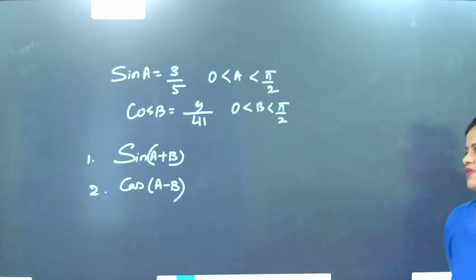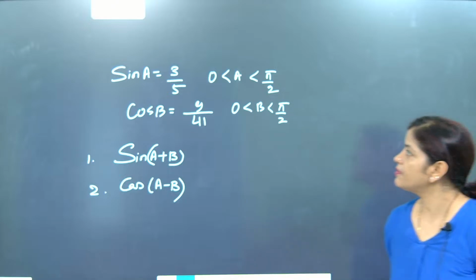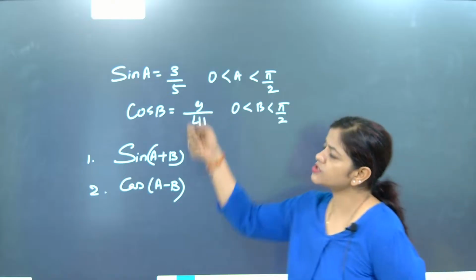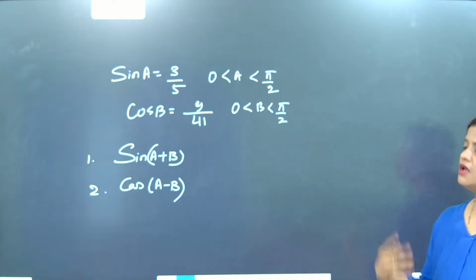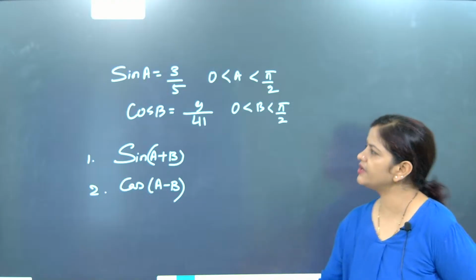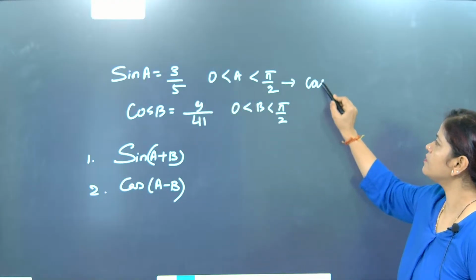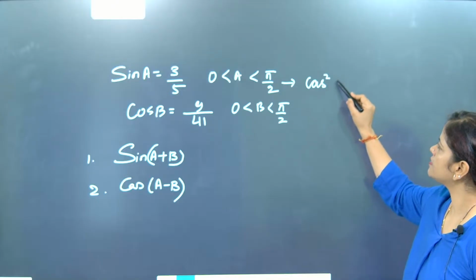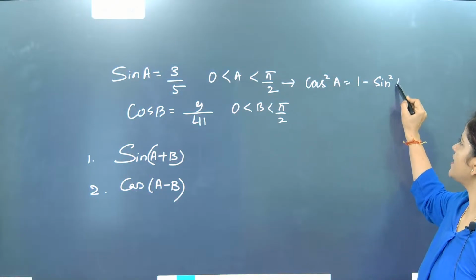Sine of A plus B, whenever you will be solving, beta, is sine A cos B plus cos A sine B. But here, beta, the angle is in the first quadrant. First quadrant means nothing big we have to do. For first quadrant, we will be going with the direct identity. See, I am just writing here: cos square A is equal to 1 minus sine square A.